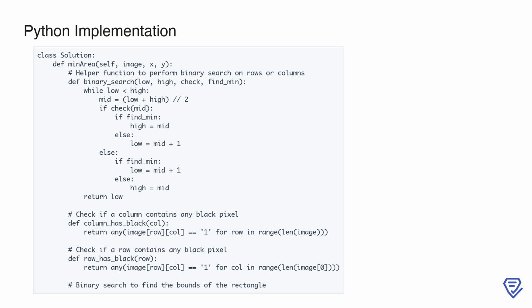Next, we define 2 utility functions: column_has_black checks if a given column contains any black pixel, iterating through all rows in that column, while row_has_black does the same for rows, iterating through all columns. These functions are used as the check parameter for the binary search process. With these components, we're set up to identify the boundaries of the rectangle.